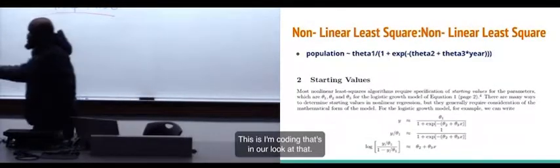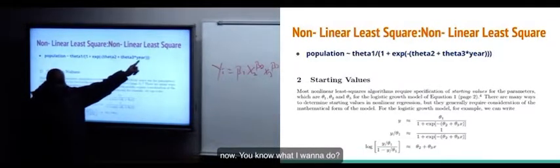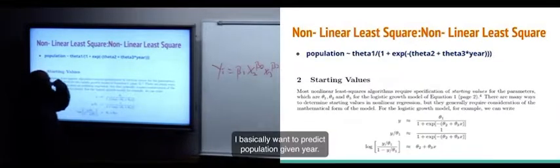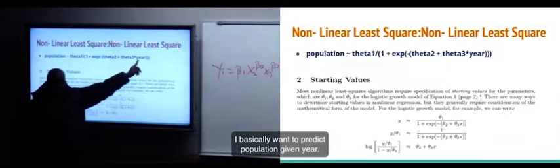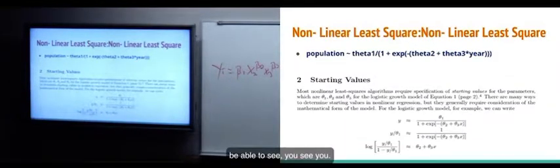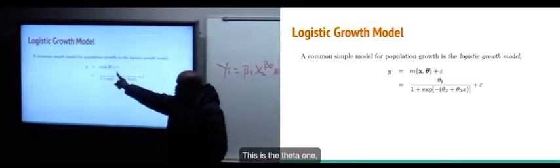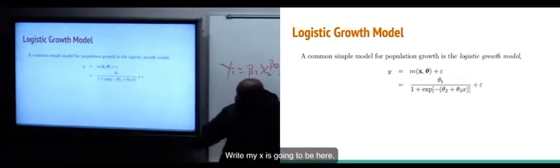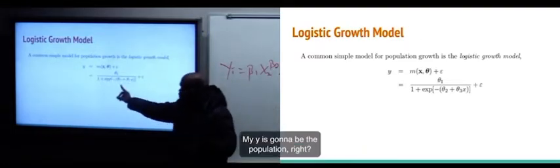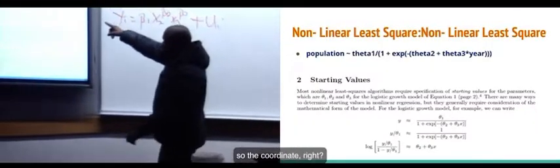I'm coding that in R now. I basically want to predict population given year. That's why it's a growth model. I'm going to go back to the model so that you'll be able to see. This is the model, with theta 1, theta 2, theta 3. My x is going to be year, and my y is going to be the population. I want to try that now. Now I write the coding out. You see the coding out.